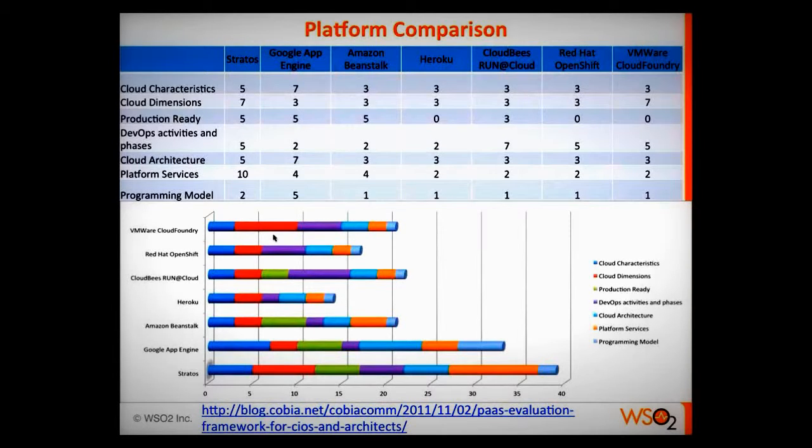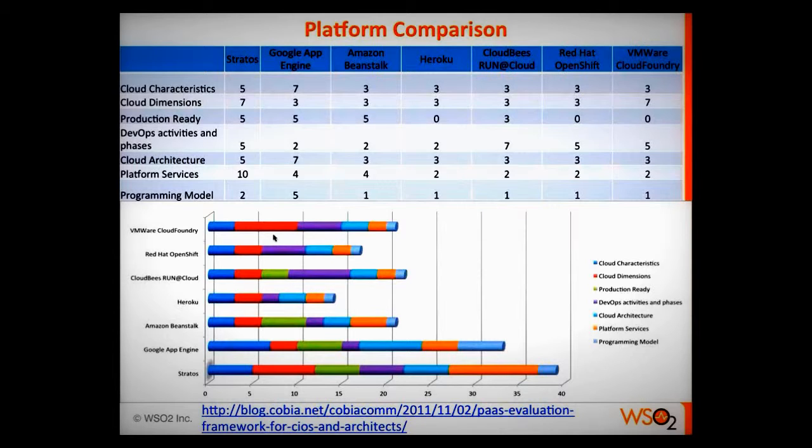with the cloud characteristics that we talked about earlier. How many of those cloud dimensions can that product be deployed within? Is the product production ready? Does it have production users on it? Or is it just still in beta and not fully supported?